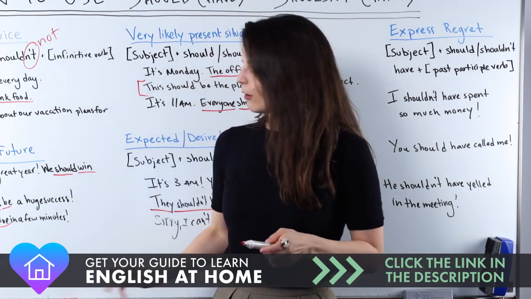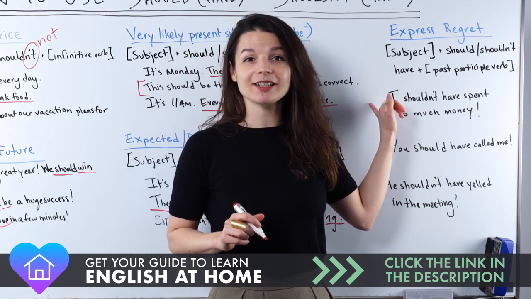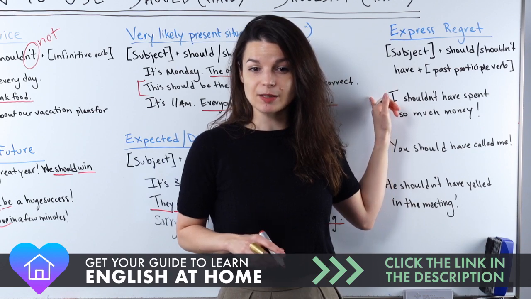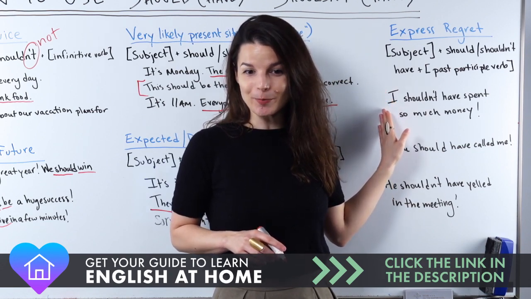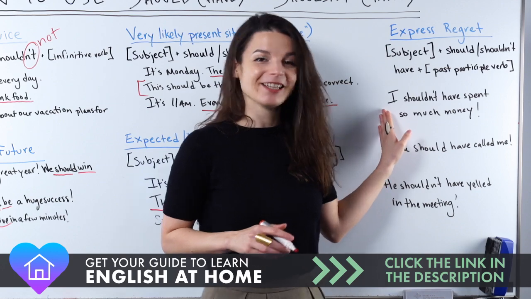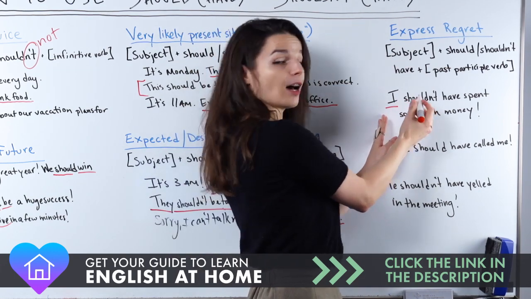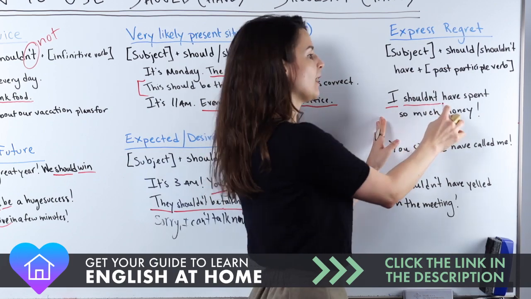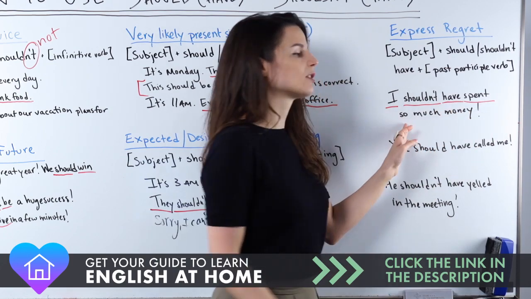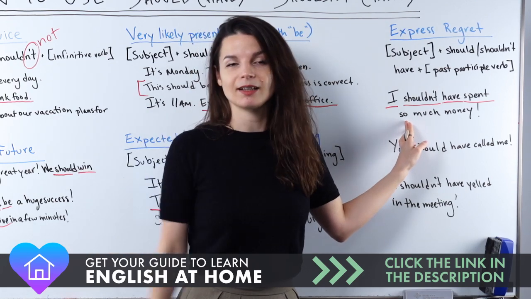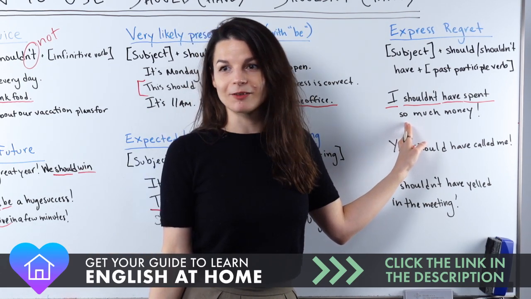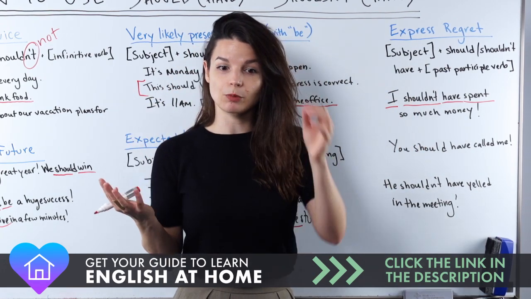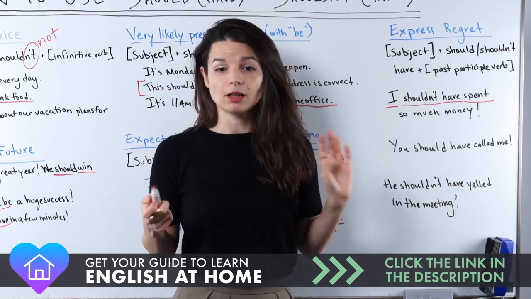I shouldn't have spent so much money. A very common regret for many people. So this one, what's happening here? I, and then shouldn't, so should not, have spent so much money. So like last month, I shouldn't have spent so much money. Why did I do that? So I spent too much money. That's the problem here. I'm expressing regret with this grammar pattern.